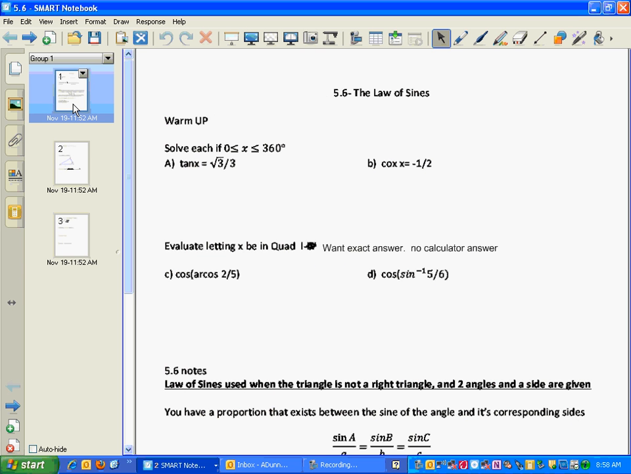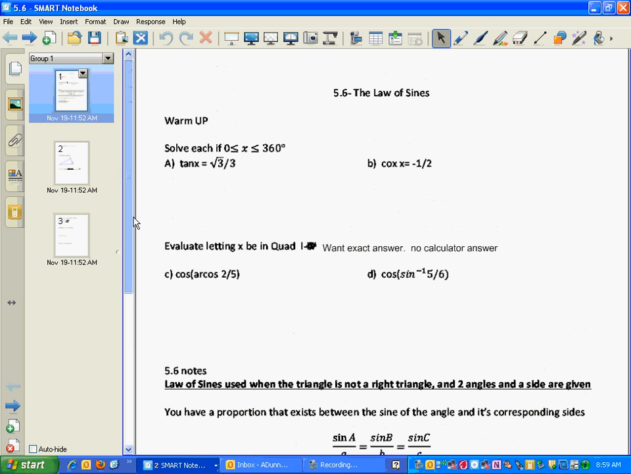Okay. All right. Law of sines. This is a really important law. You're going to need to memorize it. Okay? It's really, really important. What's nice about the law of sines is now we're going to work with triangles that are no longer right triangles. And we're going to be able to use trig functions. And the law of sines allows us to find all the missing angles or side lengths.